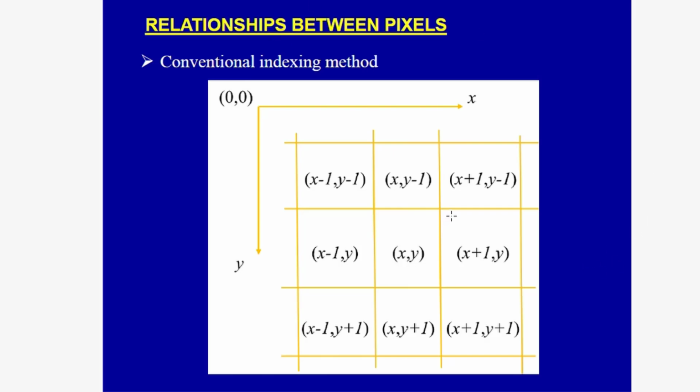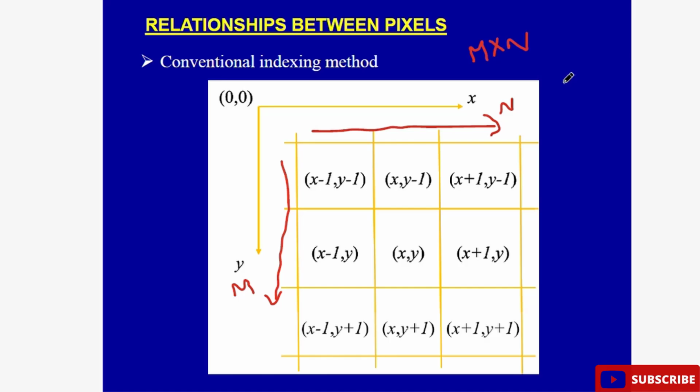You know the conventional indexing method of an image. Pixel 0, 0 is the starting pixel. This is the x-axis and this is the y-axis. All these are columns, and the columns are represented with n. All these are rows, and the rows are represented with m. What is the representation of an image? An image is represented like an m by n image, which means the image has m rows and n columns.